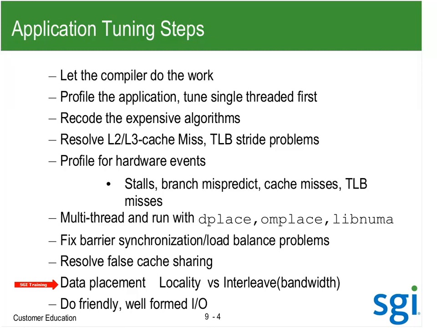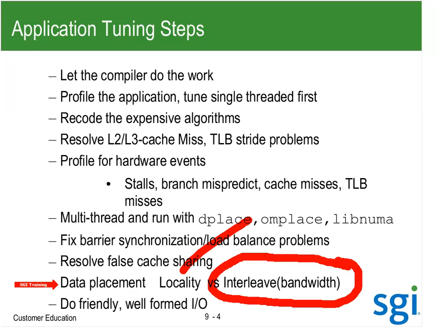I want locality. If I cannot fit it on the node, then I need to start doing some sort of round robin or interleave concept. That is a bandwidth solution versus a latency solution. But again, interleave could be bad. If I have 256 sockets out there, I'm not going to want to spread files across all 256 sockets. That's going to drive up the interconnect traffic and create contention on the NumaLink.